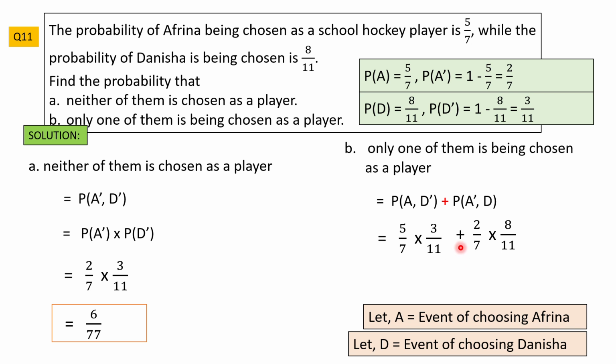Next, plus the other outcome. The other possible outcome is Afrina not being selected, but Danisha being selected. So A prime and D. So probability A prime 2 over 7, probability D 8 over 11. Multiply this and simplify, and the final answer is 31 over 77.